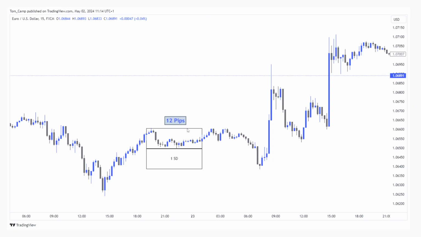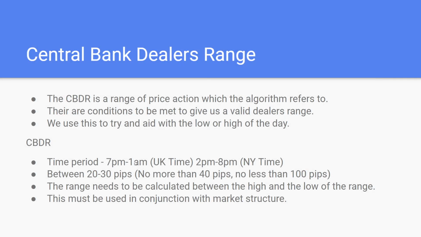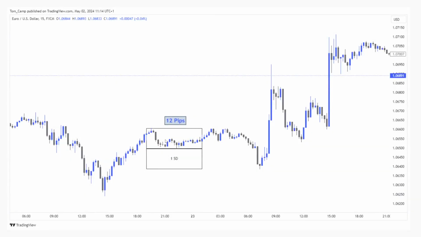As mentioned, you want the price action to be between 20 and 30 pips. You don't want it to be any less than 10 pips. We're very much on the cusp here, but this is acceptable to utilize. So 12 pips is this price action. And as you can see, this is between the hours that we have specified. If we go all the way back, it's between 7 p.m. and 1 a.m. UK time. So 7 p.m. to 1 a.m. UK time, we've marked out the high and the low, and we've measured this range, which is 12 pips.